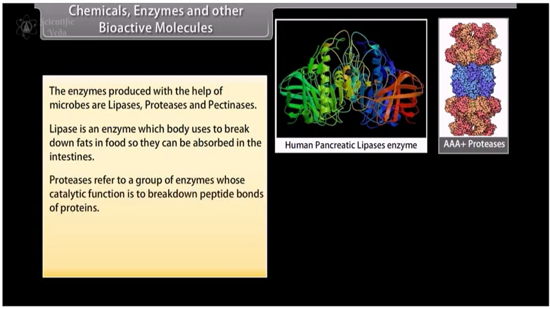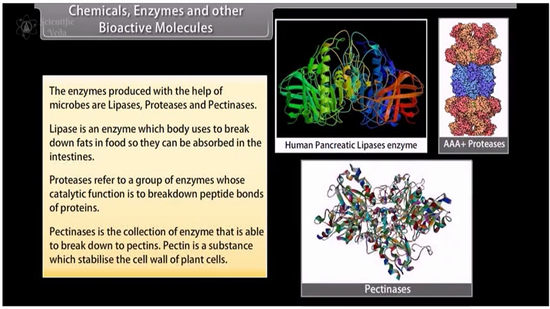Proteases refer to a group of enzymes whose catalytic function is to break down peptide bonds of proteins. Pectinases are a collection of enzymes that are able to break down pectins. Pectin is the substance which stabilizes the cell wall of plant cells.